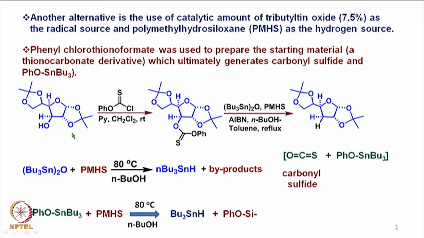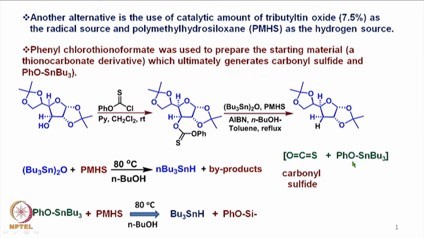What I mentioned last time was that we can take a hydroxy compound like this, which can be converted to the corresponding thionocarbonate derivative by using this reagent phenyl chlorothionoformate in the presence of pyridine, and then of course we use a catalytic amount of tributyltin oxide in the presence of PMHS and AIBN, and n-butanol in toluene under refluxing conditions, that allows the deoxygenation to take place to form this particular product. Of course, the side products turn out to be carbonyl sulfide, which goes away, and this tributyltin phenoxy compound.